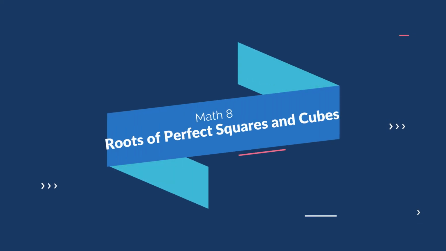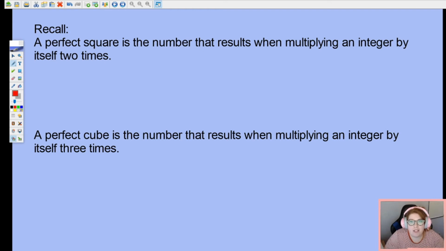Alright, so in today's video, we're going to be talking about roots of perfect squares and cubes. So the first thing we need to do is remember what a perfect square is and what a perfect cube is. So remember, a perfect square is the number that results when you multiply an integer by itself 2 times. So if I had 2 squared, we know that's the same thing as 2 times 2, which is just 4. So 4 is my perfect square.